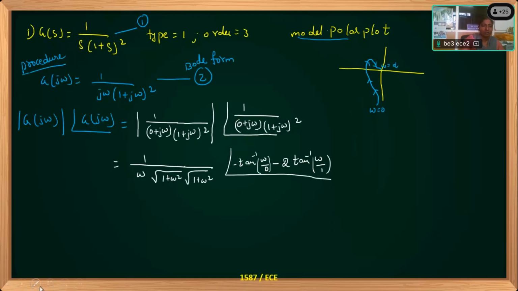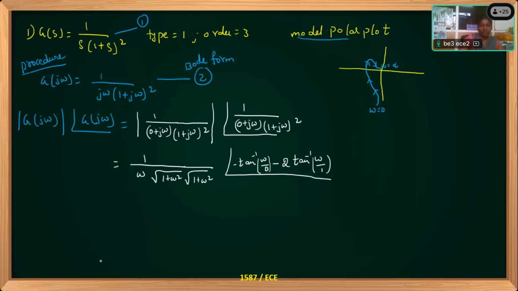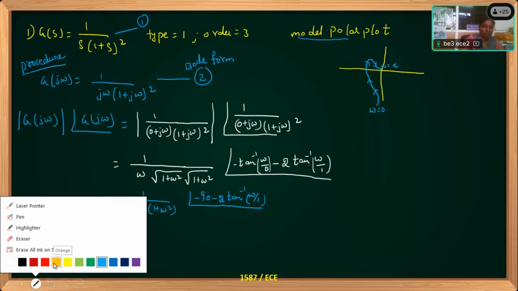Now further, this is equal to 1 by omega into the square root of 1 plus omega square, the whole square. This is the magnitude. For the phase angle, the first term is minus 90, and the second term is minus 2 times tan inverse omega by 1. Now we will prepare a tabular column. So this is the step, have a look at what all we have done.